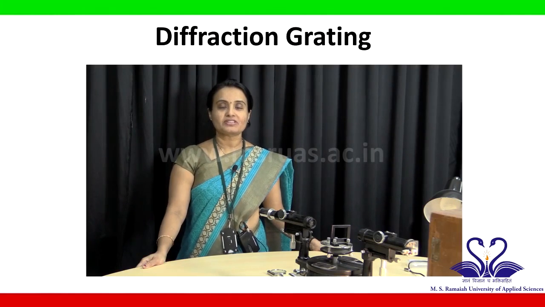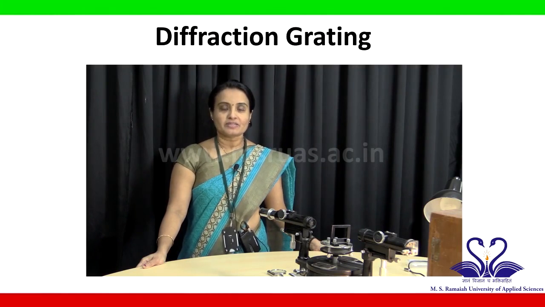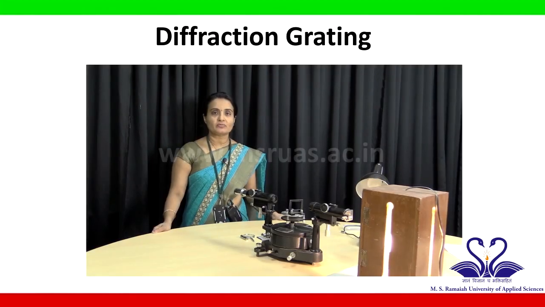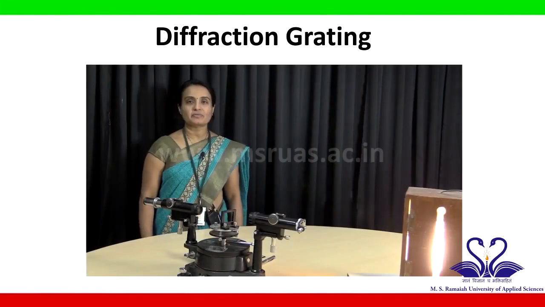The exact position of the principal maxima in the diffraction pattern depends upon the wavelength. The principal maxima corresponding to different spectral lines of the mercury spectrum correspond to different angles of diffraction. The angle of diffraction corresponding to different spectral lines will be measured in this experiment by keeping the grating in minimum deviation position. Let us start the experiment.